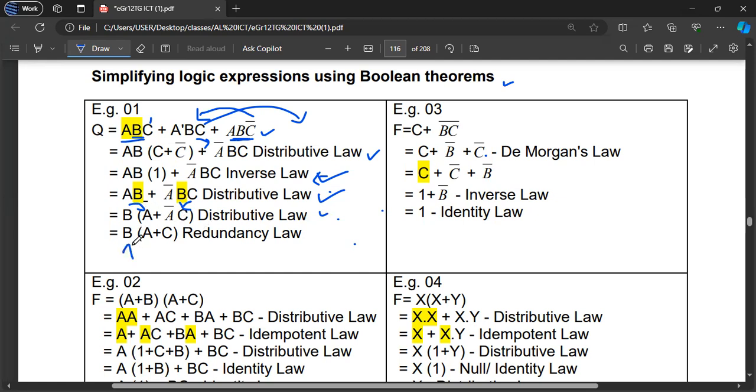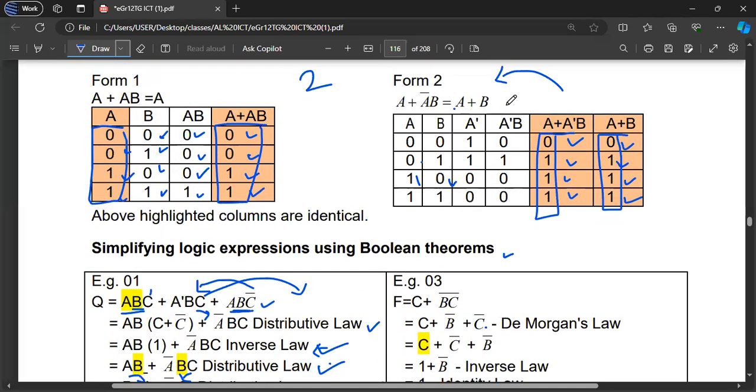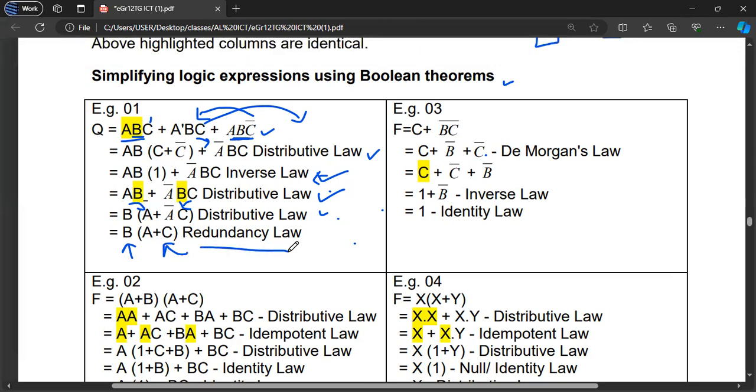B will be like that. Then A plus A bar C is going to be A plus C. Just now we learned that A plus A bar B is going to be A plus B. Now here it's A plus A bar C, and it's going to be equal to A plus C. What is the law? Redundancy law. So this is the final simplification. We are done with that.